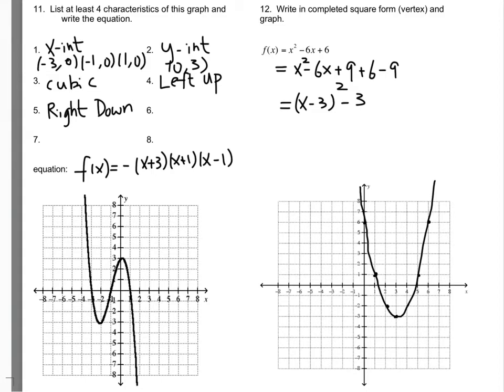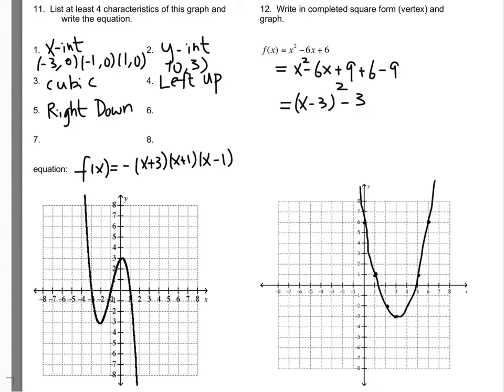Question number 12. Write in completed square form, the vertex form, and graph it. So again, you are given a function. This is not an equation. You are not balancing across the equal sign. So even though we're going to use the equal sign, it only shows your logical reasoning. So for this particular one, x squared minus 6x are the terms we want to complete the square. The quadratic and the linear, x squared minus 6x.